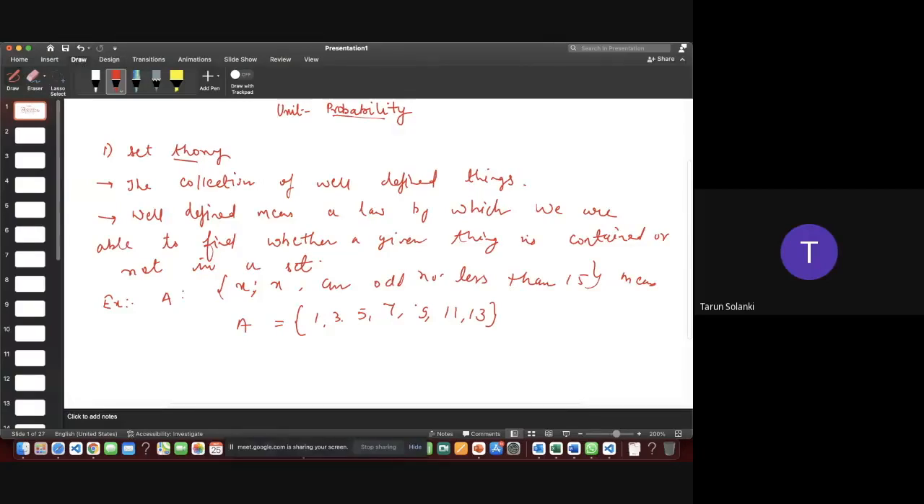So again, we are repeating what is a set. A set is a collection of well-defined things. Now, what do you mean by well-defined? Well-defined means it is a law by which we are able to find whether a given thing is contained or not in a given set. So here we are taking an example of a set which gives a condition: the terms x are odd numbers less than 15. That means set A contains 1, 3, 5, 7, 9, 11, 13. All these are odd numbers less than 15. Correct? So copy this. All these things will be required in the probability concept. Okay. So we are covering here.